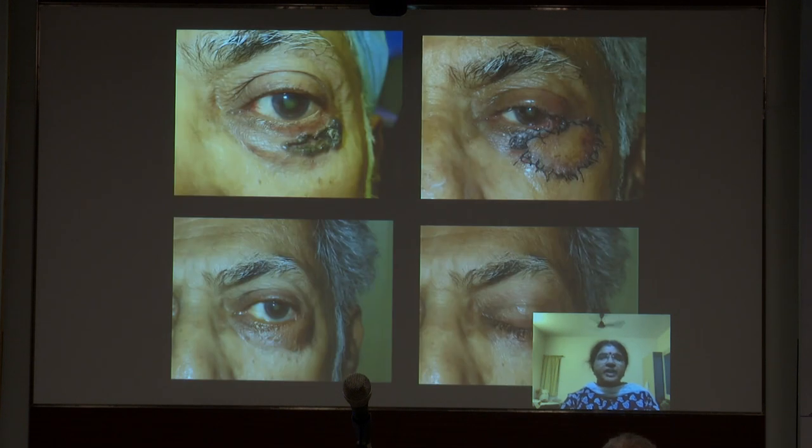So the previous slide was a typical lateral orbitotomy for orbital malignancy. And this is how you would like most of the cases to be at the end of the day. This was a typical basal cell carcinoma, excision under frozen section with a full thickness skin graft, supraclavicular skin graft, and he had very good cosmesis.